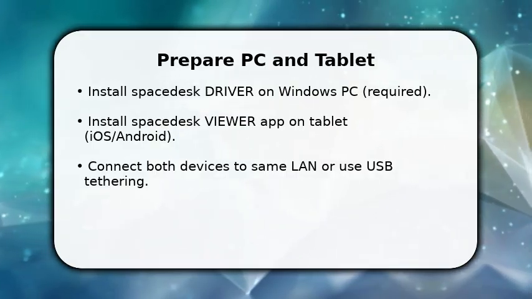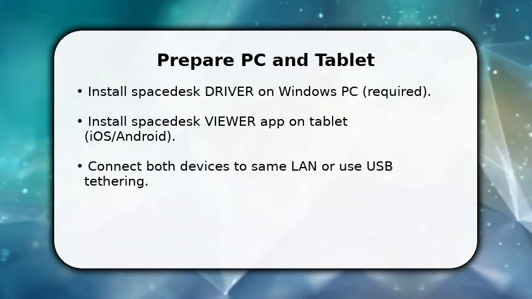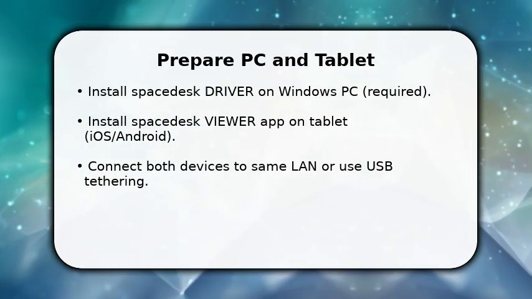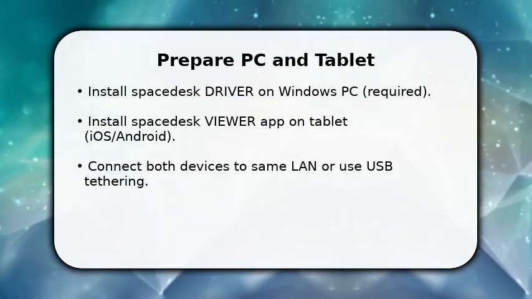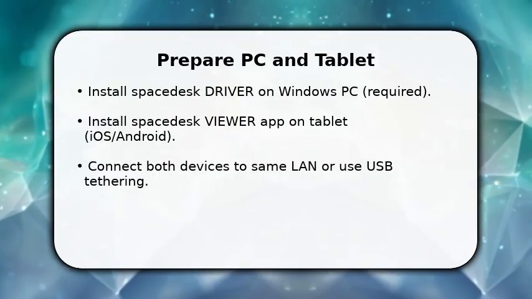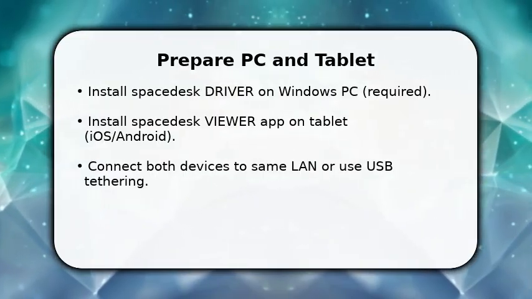Once the driver is installed, open the Spacedesk server on the PC so it begins broadcasting. If Windows prompts for firewall access, allow the app. This ensures the tablet can discover the PC. After that, leave both apps open and move to the next step.